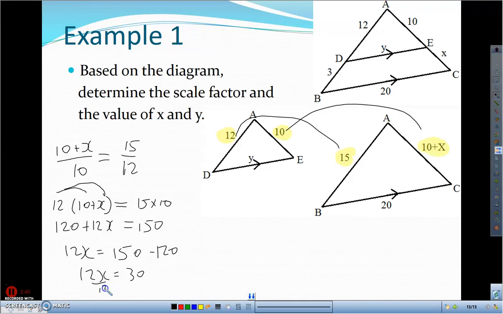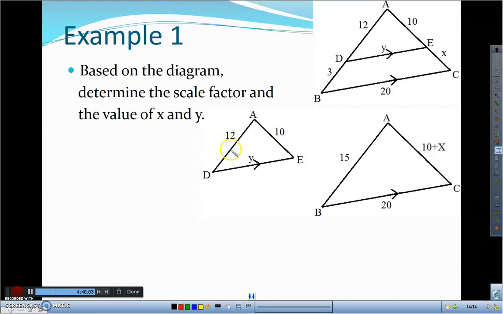Divide by 12, divide by 12, and this is not going to be a nice answer. It will be x is equal to 2.5, I believe, 2.5. Does that make sense when we look at this diagram? Yeah, I thought it was going to look a little small, but at the same time, this is a 10 plus a number.